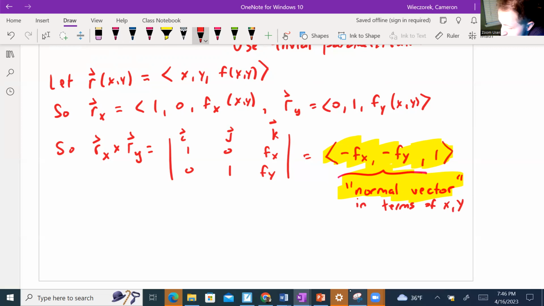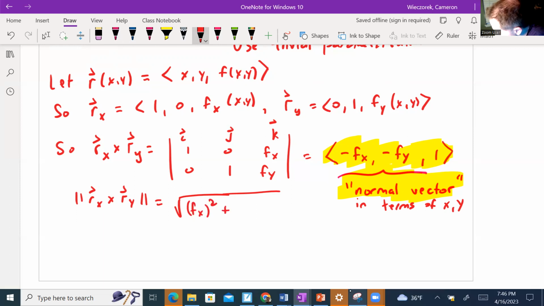Okay, so we need the area of this surface. So we need the magnitude of that cross product, r_x cross r_y. So we're going to end up with negative f_x squared would be f sub x squared. Negative f sub y squared would be f sub y squared. 1 squared would be 1.